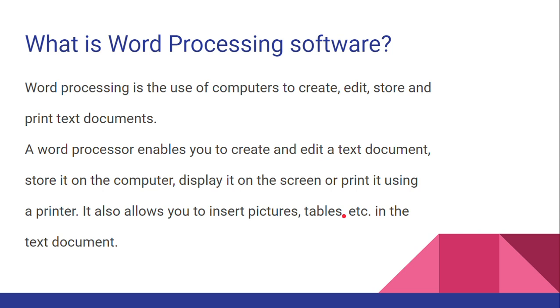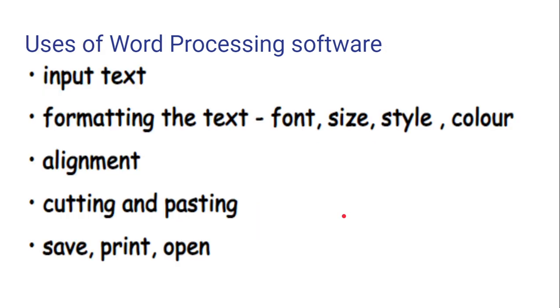in your text document. When we talk about the uses of a word processor, then apart from typing the text, it is also used to format the text. Formatting the text means you can choose the way your text looks by changing its font, size, style, or color. You can also change the alignment. Alignment means how your text is appearing on your document.